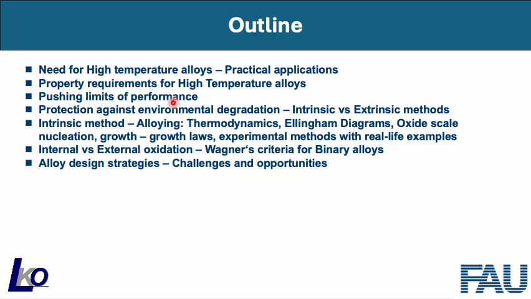What are all the methods that we use as engineers and scientists to mitigate the degradation process? And then, because the extrinsic method of coating a material is outside the scope of the topic of this class, and it is covered in a later class called surface modification techniques, we will focus mainly on the intrinsic methods, how by alloying we can tune oxide scale formation and get desired properties.